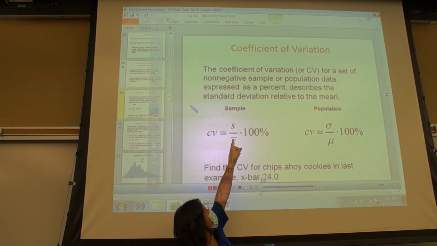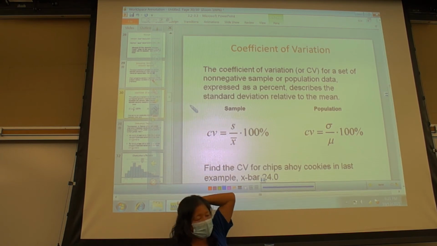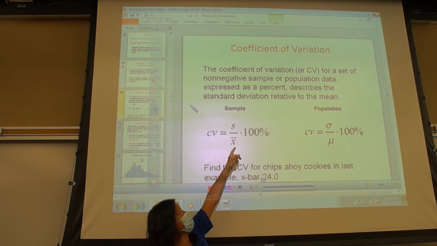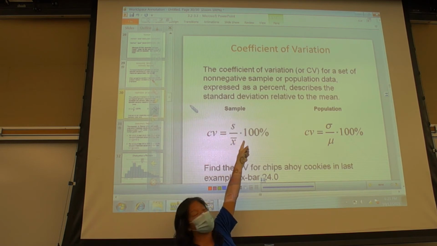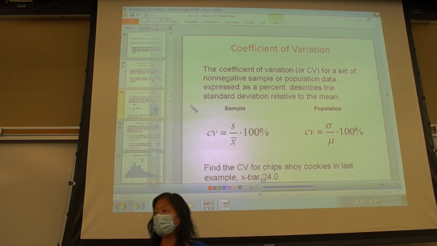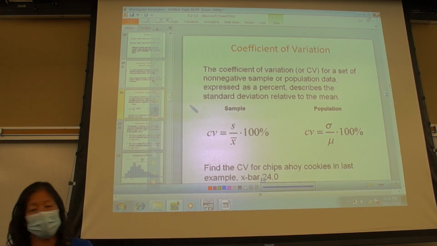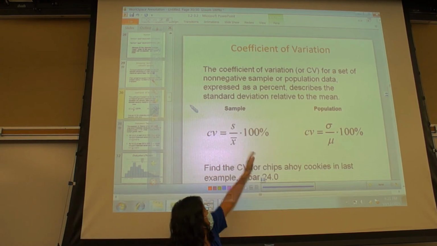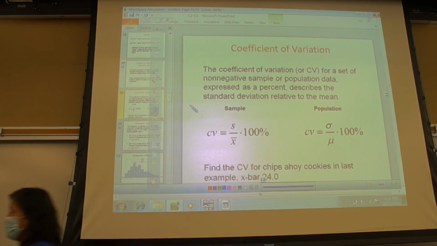So that's what the coefficient of variation is. You take your S, your standard deviation, and you divide by the mean, your X bar. And then you change it to a percentage, right? Multiply by 100%. So that's just multiplying by 1.